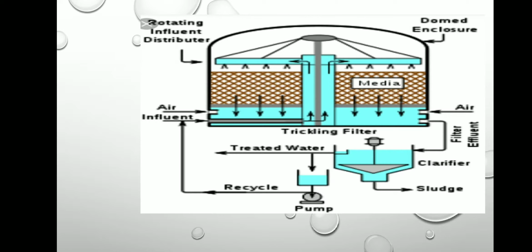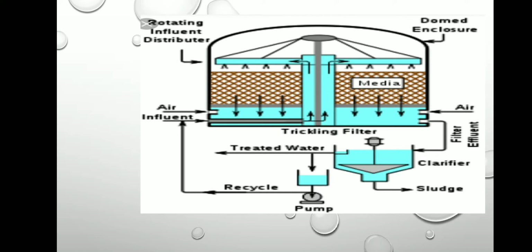This trickling filter has a specially designed bed, constructed from crushed stones, gravel, slag or synthetic material, and on this bed the sewage in liquid form slowly trickles.